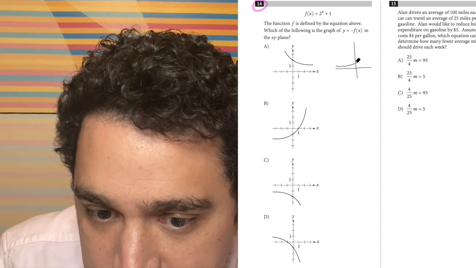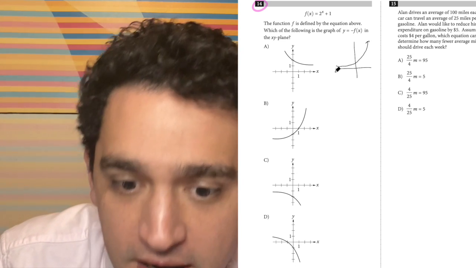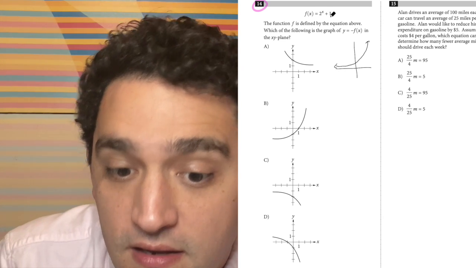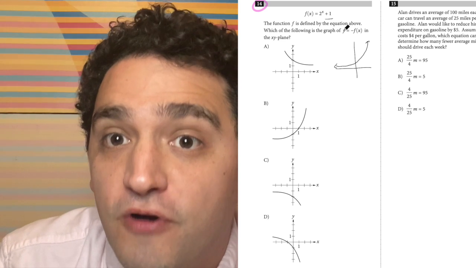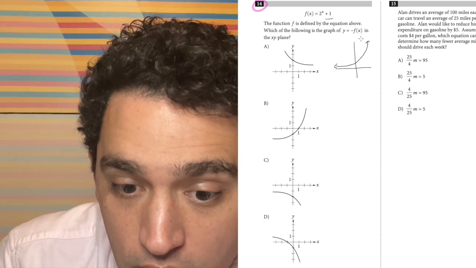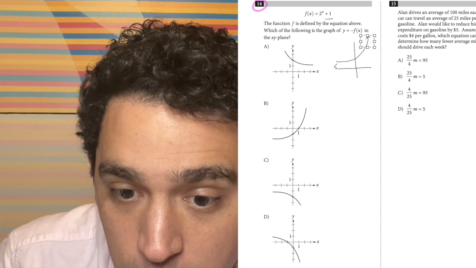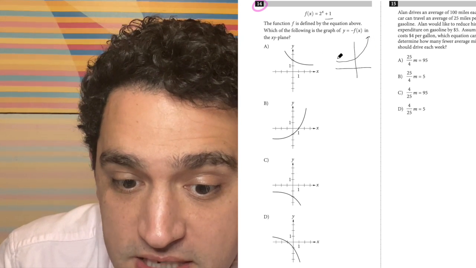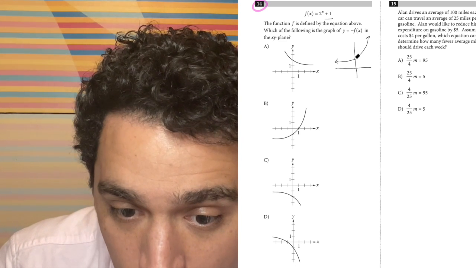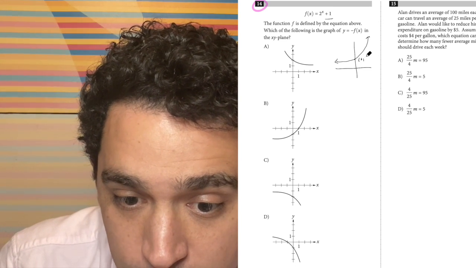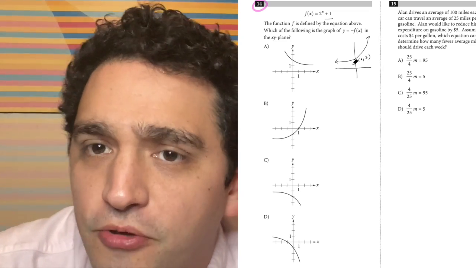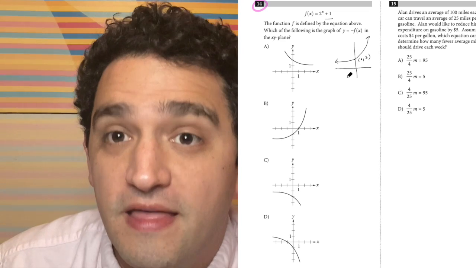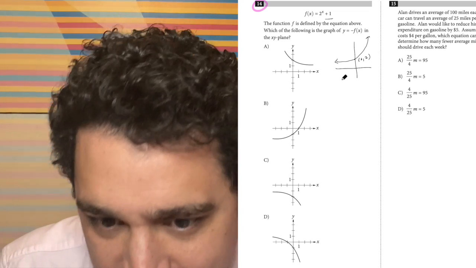It crosses at 0, 1, and it increases, never going below the x-axis. And then, if we apply the vertical shift up 1, the whole thing gets moved up 1. Where instead of crossing at 0, 1, it now crosses at 0, 2. But that is not what they're looking for. They're looking for the negative version of this. We're looking for the function that is the reflection over the x-axis.